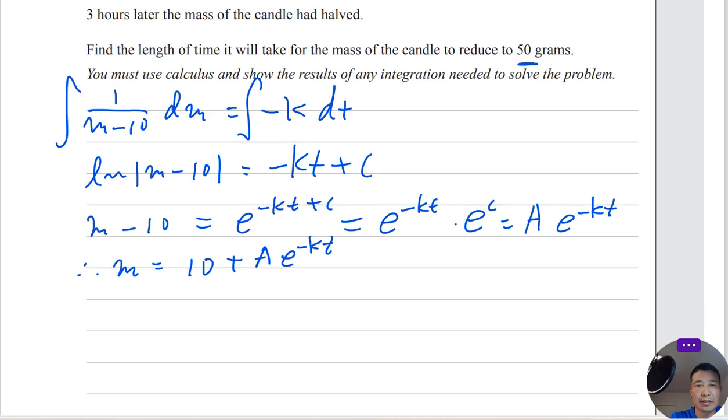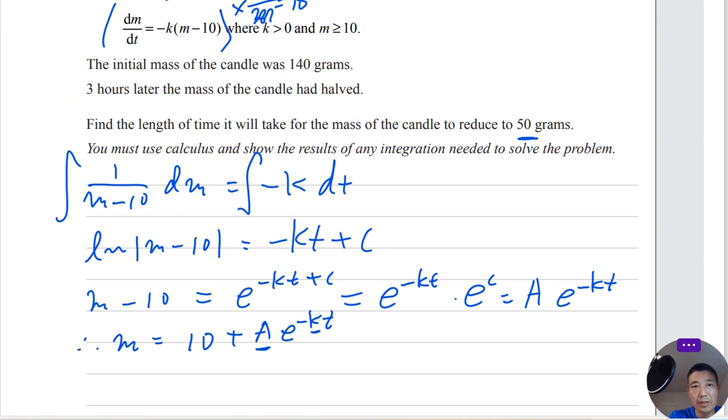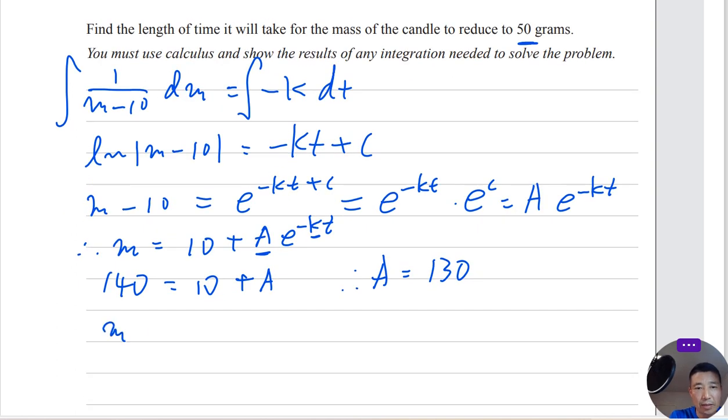Right? So here we have to find a as well as k. So let's handle a first. Because we have this information here, initial mass, which means t is 0, isn't it? Is 140. So mass was 140 when t is 0. So 10 plus a, since e to the power of 0 is just 1. So just a. Hence a is 130. So we have this equation m equals 10 plus 130 e to the power of negative kt, right?